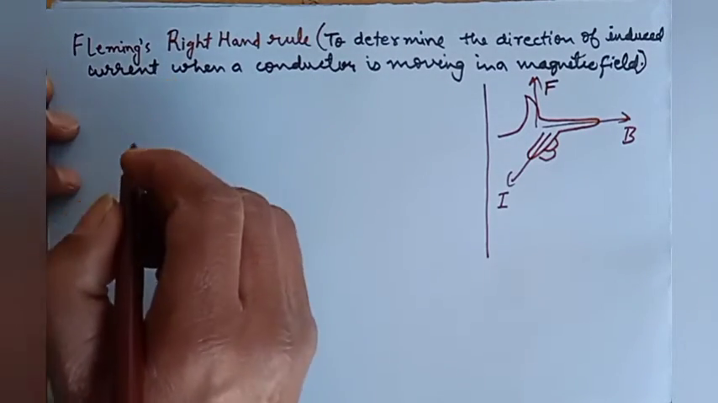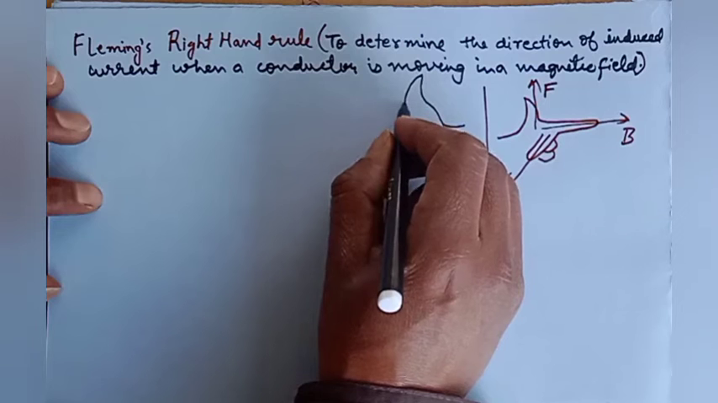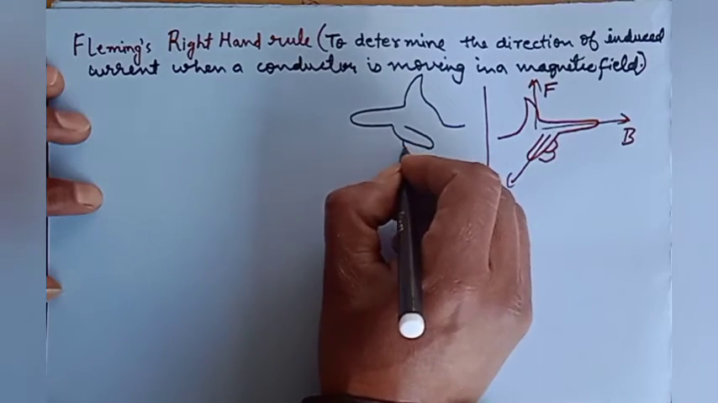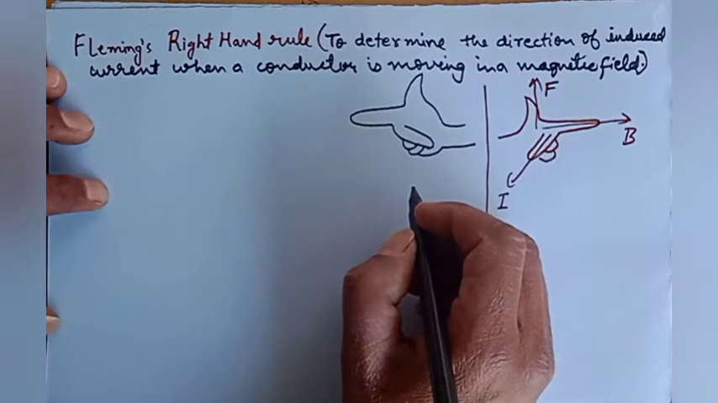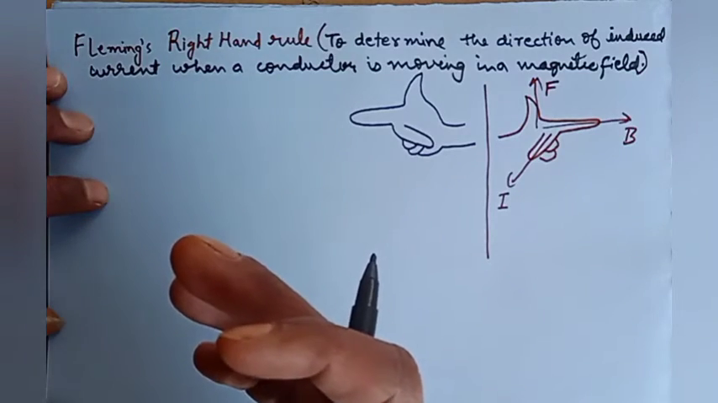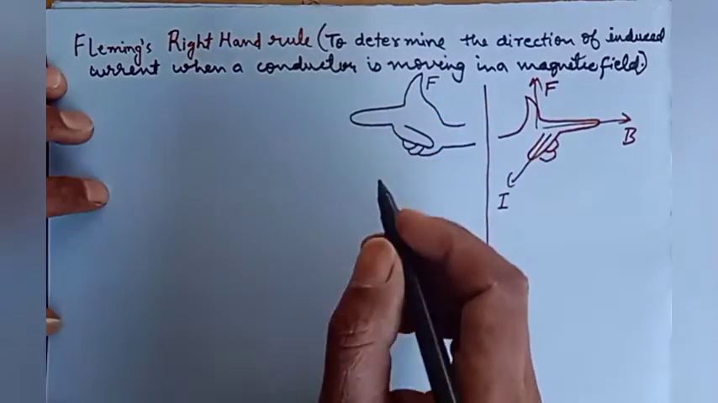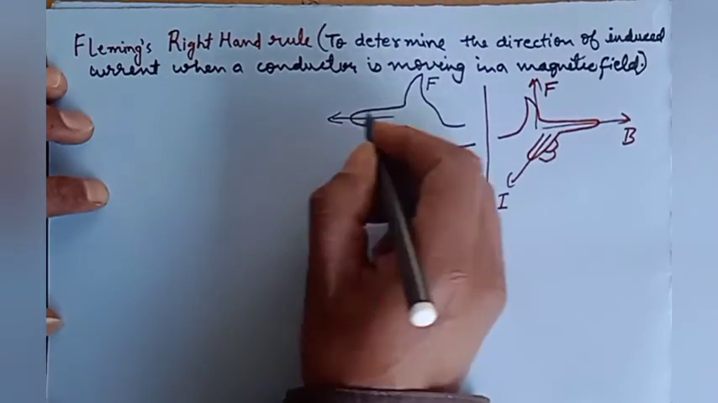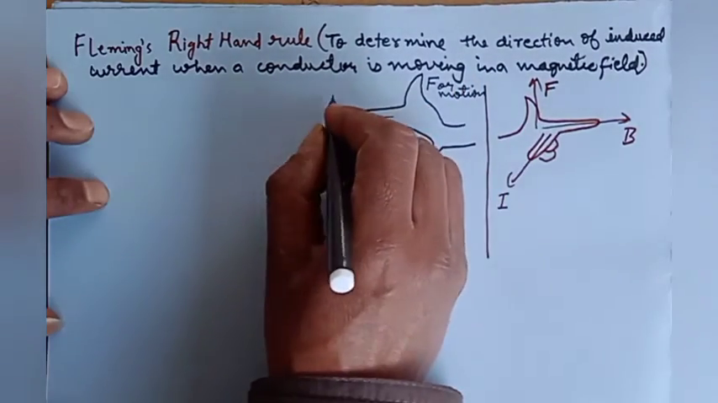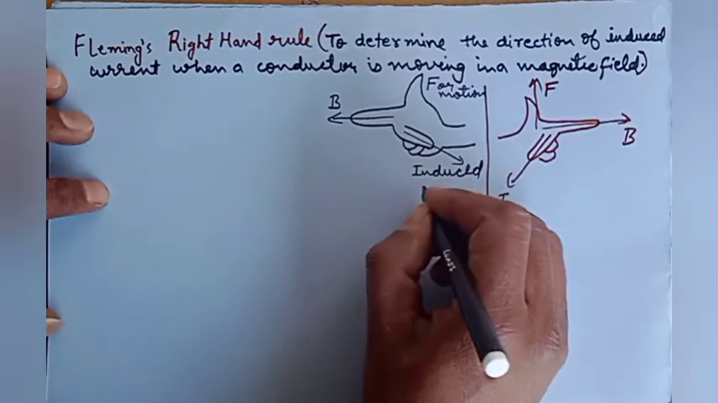And now Fleming's right hand rule. It gives us the direction of induced current, and there is a condition applied. When a conductor, not carrying current, just a conducting wire, is moving in a magnetic field, this time the thumb shows the direction of force acting on that conductor. That is why it is moving. Actually, sometimes it is also called the motion of the conductor. The index finger shows the direction of the magnetic field, then the middle finger shows the direction of induced current. It is not just a current, it is induced current.